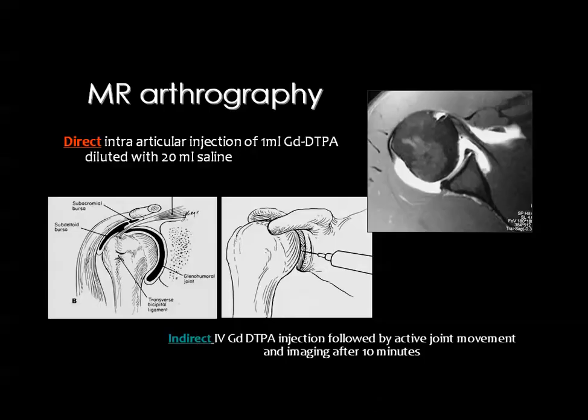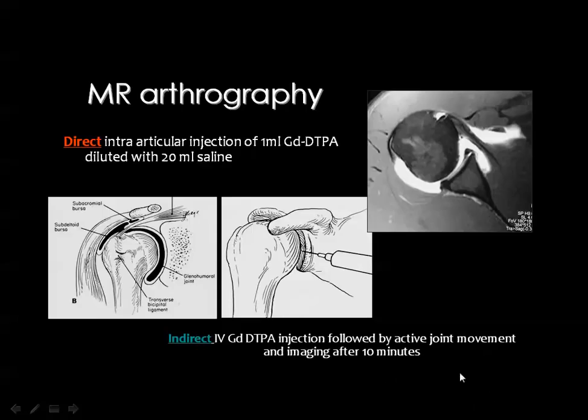Finally, MR arthrography is one of the essential techniques for evaluation of the shoulder in most of the conditions and is very helpful in evaluation of supraspinatus tendon tears and also in almost all lesions affecting the glenoid labrum and most of the SLAP lesions as well.